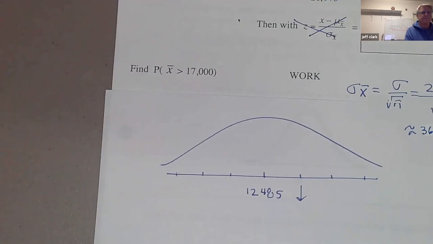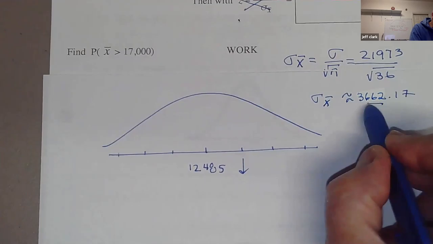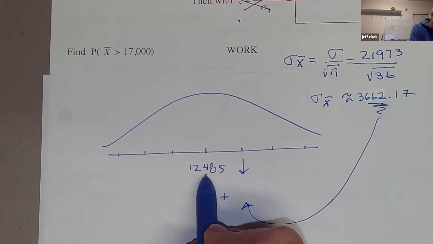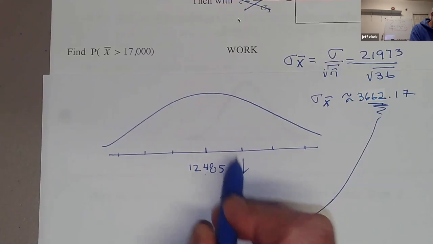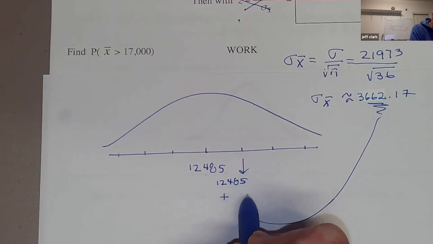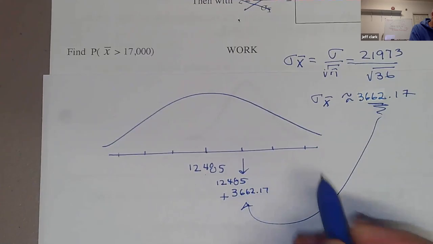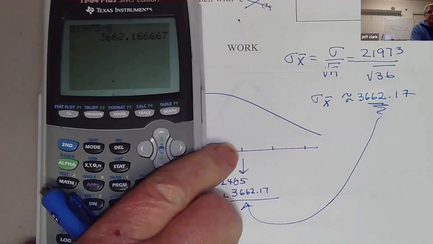Now, this value, this is your sigma sub x bar. This value right here has to be added to this. Normally you would take your sigma, add it to this, and get over here. You're going to take your 12,485 and add 3,662.17, and then you'll get your new number. These are big, sorry. I should have started off with something a little smaller. Bring that up there.